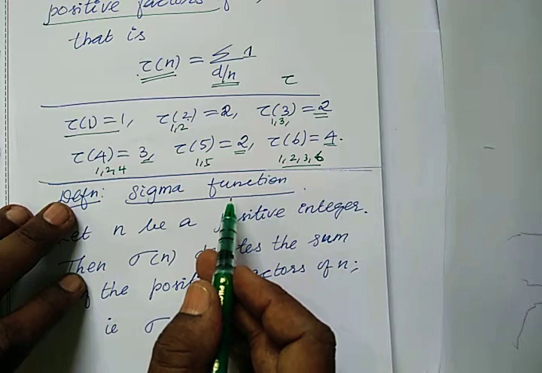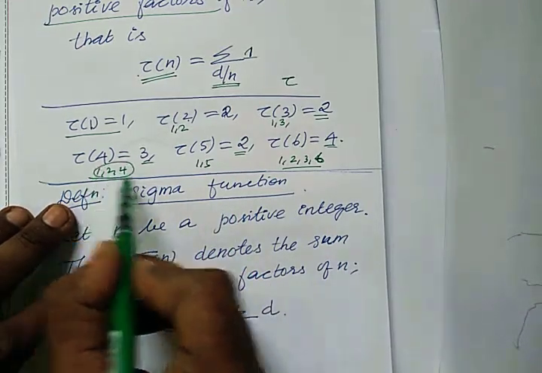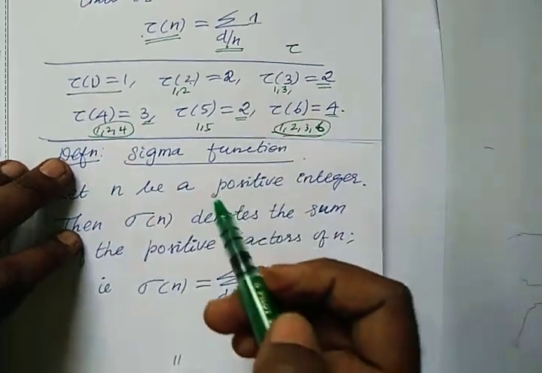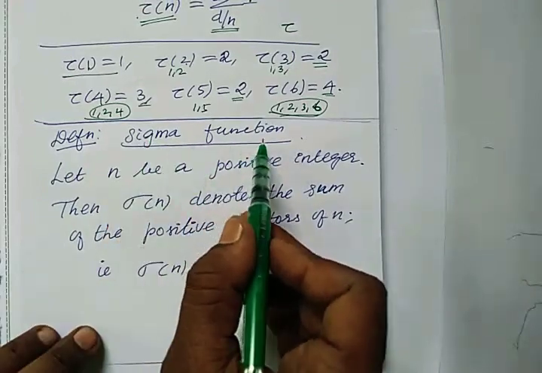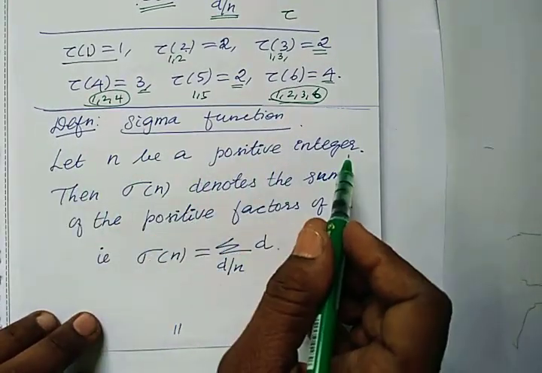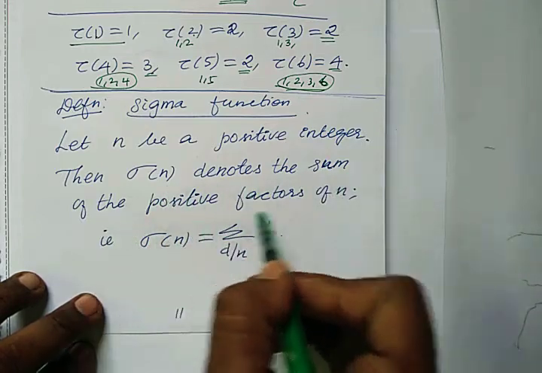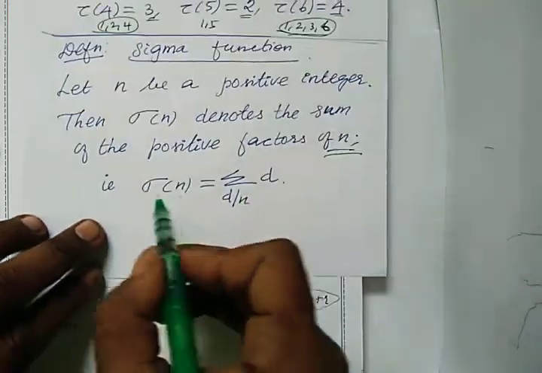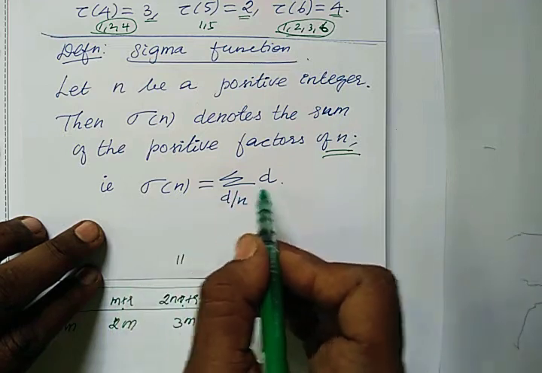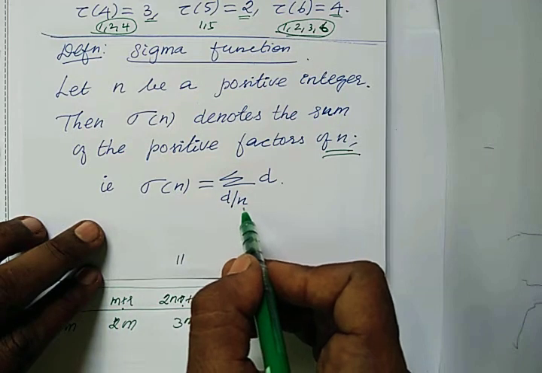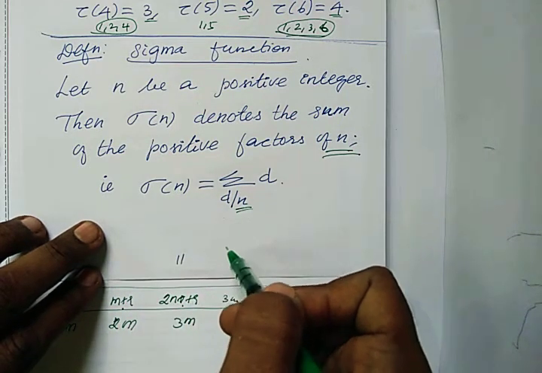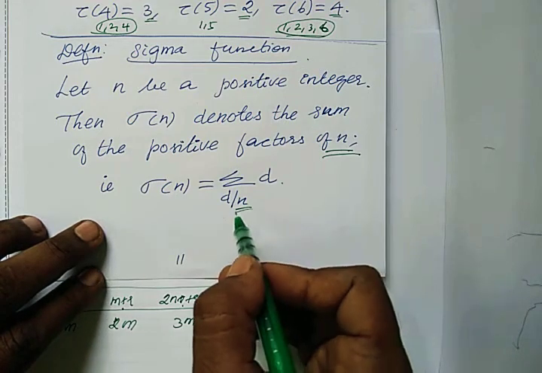Now sigma function means we have to sum these divisors. Sigma function. Let n be a positive integer. Then sigma of n denotes the sum of the positive factors of n. Sigma n is equal to the summation of d, where d is a positive divisor of n.